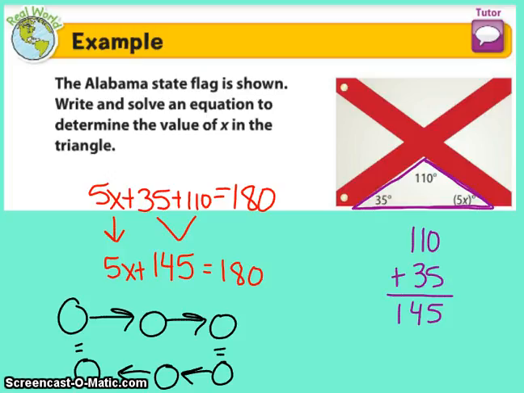The first thing that goes in my flowchart is my x. What's happening with my x is I'm multiplying by 5. X times 5 is just 5x. Then I'm adding 145. 5x plus 145 is 5x plus 145. And that's all equal to 180. I look up and do the opposite. The opposite of plus 145 is to subtract 145. So I have to do 180 minus 145.